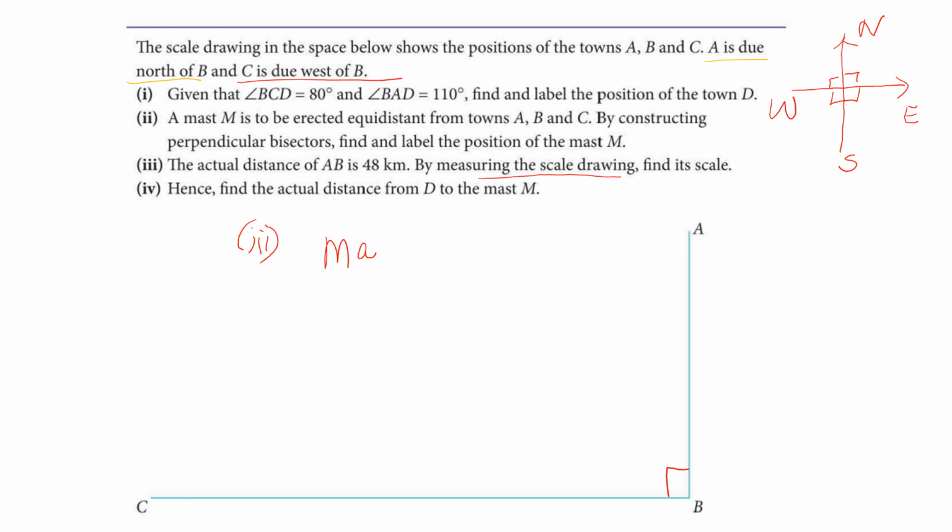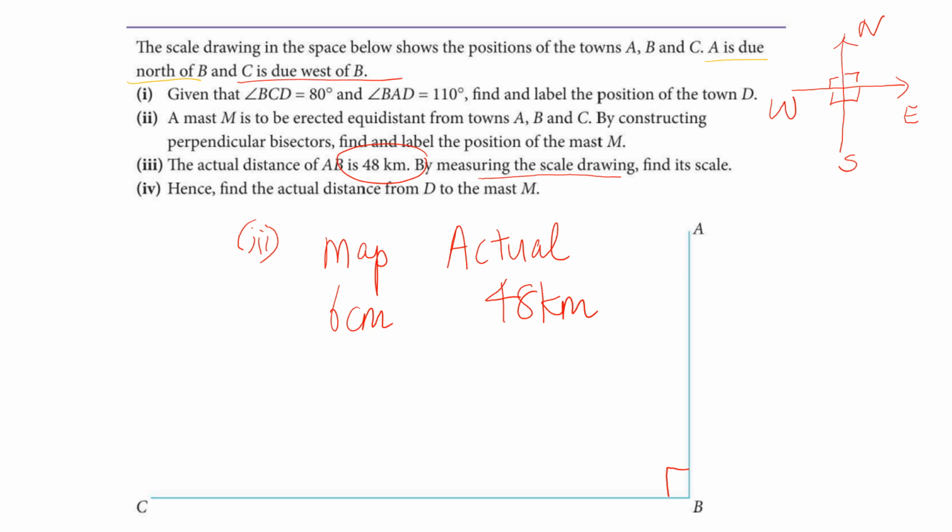So we have a measurement on the map. We also have an actual one, right? So if we measure it correctly, if I'm not wrong, the distance AB is 6 centimeters. So on the map, it represents 6 centimeters, and the actual distance is 48 kilometers.